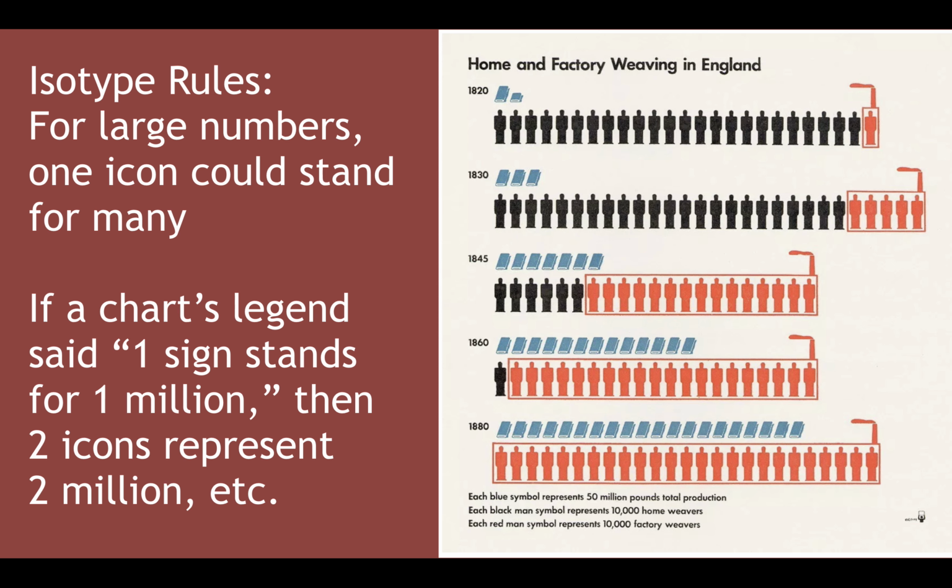Again, to fill this out more, for large numbers, one icon could stand for many. For example, if a chart's legend said one sign stands for 1 million, then two icons represent 2 million, etc. As you see on the home and factory weaving in England on the right, the very bottom has a legend. Each blue symbol represents 50 million pounds total. Each black man symbol represents 10,000 home weavers. Each red man symbol represents 10,000 factory weavers. So again, very easy to count left to right. The legend at the bottom makes things very, very clear.